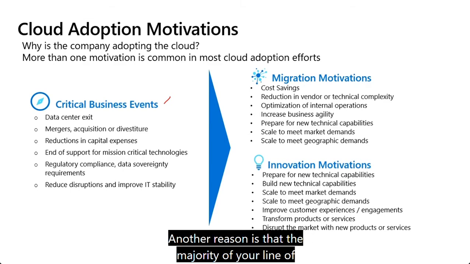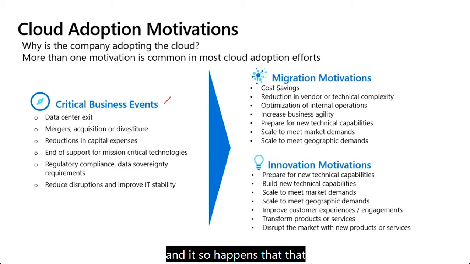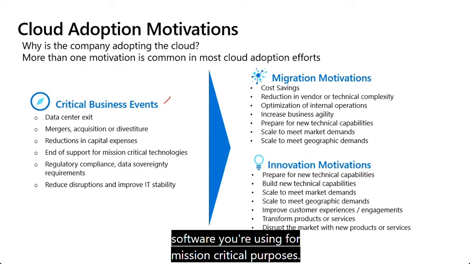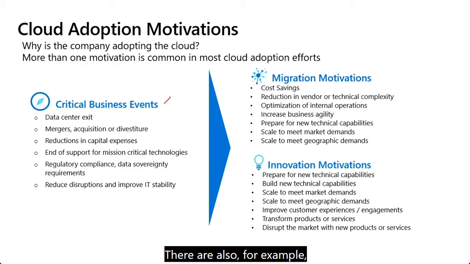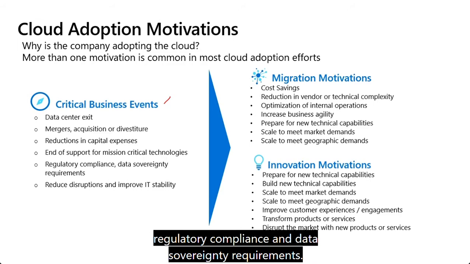Another reason is that a majority of your line of business applications may already be end of support. For example, the vendor has already informed you that they will no longer support the version of the software that you're using, and it so happens that the software is used for mission-critical purposes. There are also, for example, regulatory compliance and data sovereignty requirements.